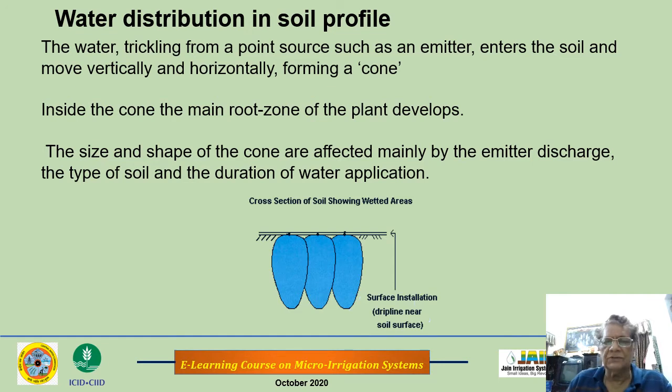Now, water distribution within the soil profile. The water trickling from a point source such as an emitter enters the soil and moves vertically downward because of force of gravity and horizontally under the force of capillary and hydraulic head and things of that kind, forming into a cone shaped thing. Inside the cone, the main root zone of the plant develops. The size and shape of the cone are affected mainly by the emitter discharge and the type of soil, of course, with the duration of application as well, as we had in the previous slide.